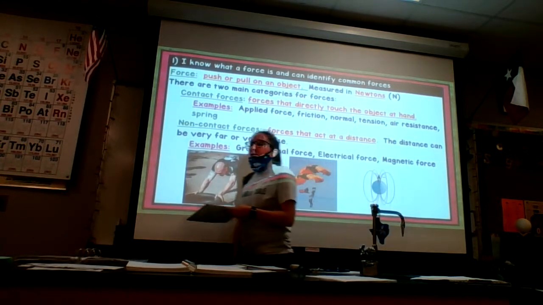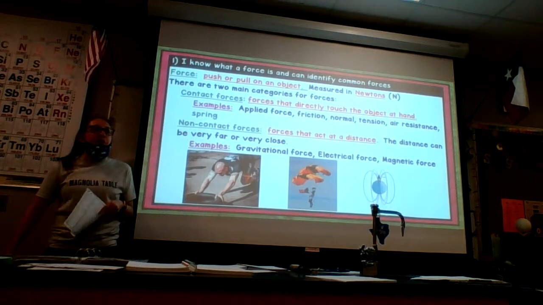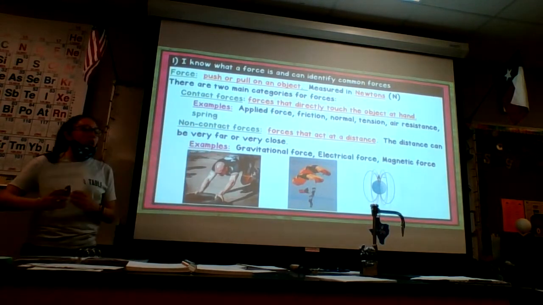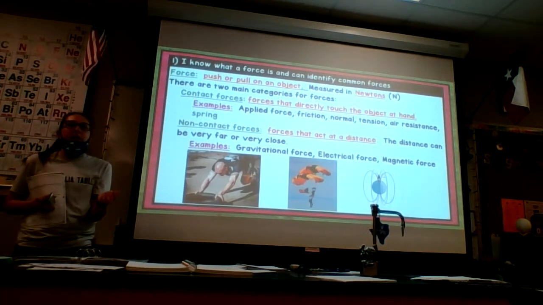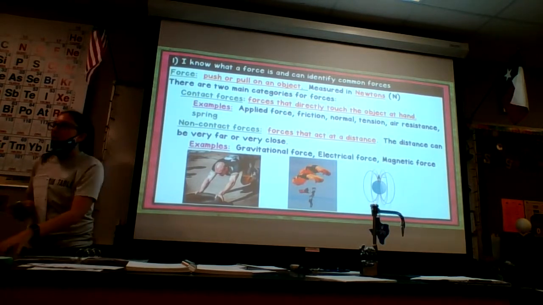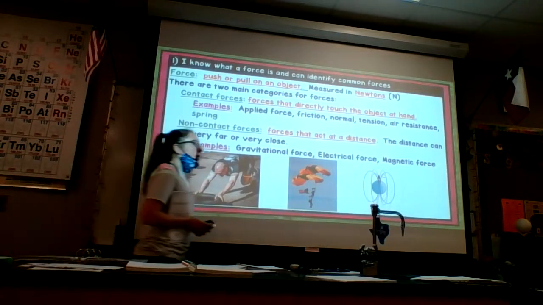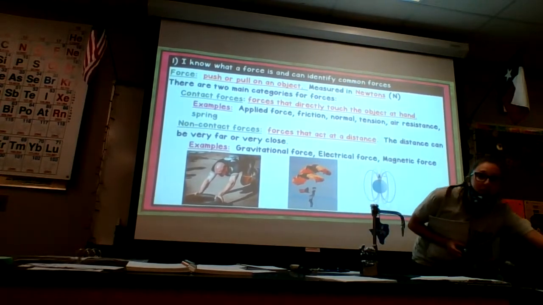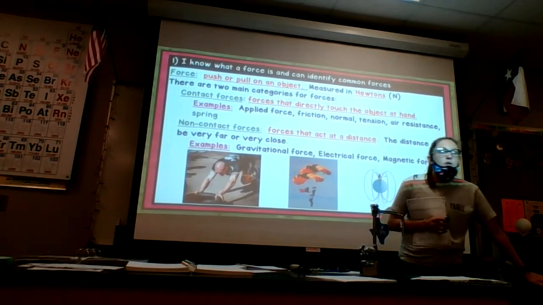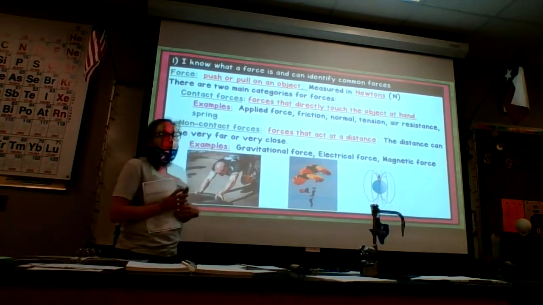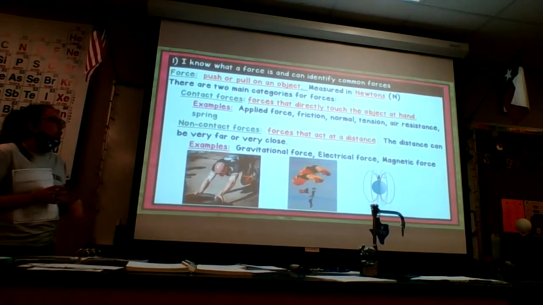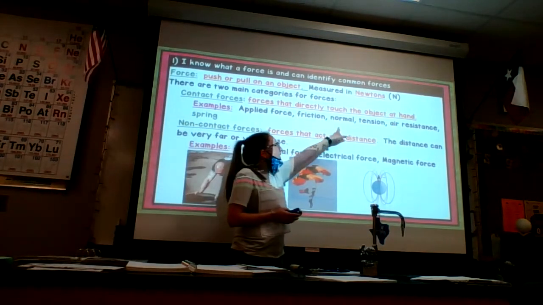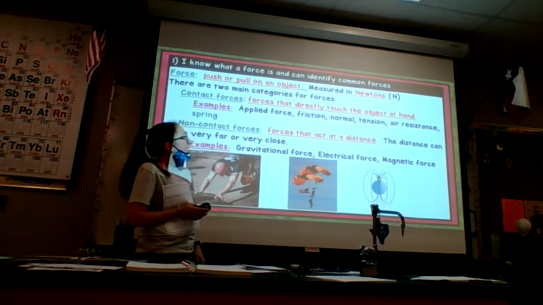With forces, we have two main categories, and we're going to further break those down later in our notes. The first category is contact forces, and that's exactly what it sounds like. It's a force that directly touches something. So, me pushing this chair, I am touching the chair. That's a contact force. Anything that actually touches the object is a contact force. We're going to learn about these examples today.